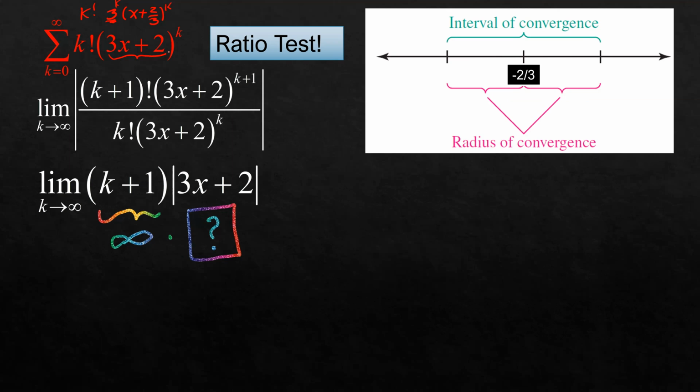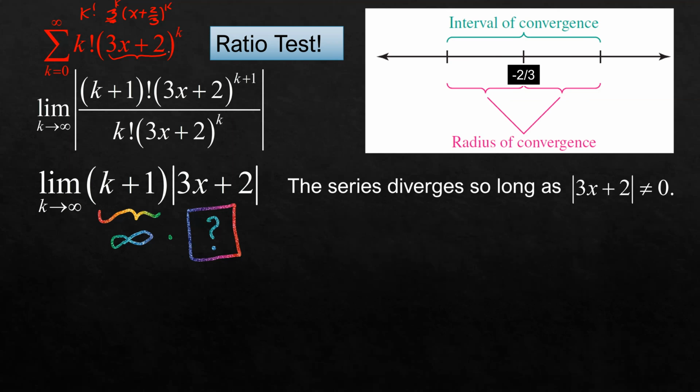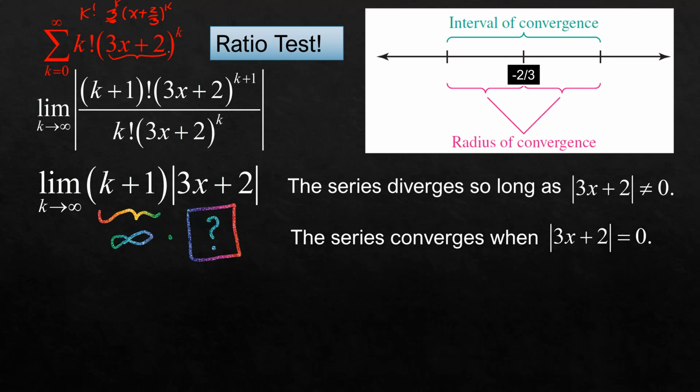Well, if the absolute value of 3x plus 2 is anything except for 0, then that number multiplied by infinity is going to be infinity, so the series will diverge, right? But if the absolute value of 3x plus 2 is equal to 0, then 0 multiplied by infinity is going to be 0, and the series will converge. So basically, the series will converge when x is -2/3, right?